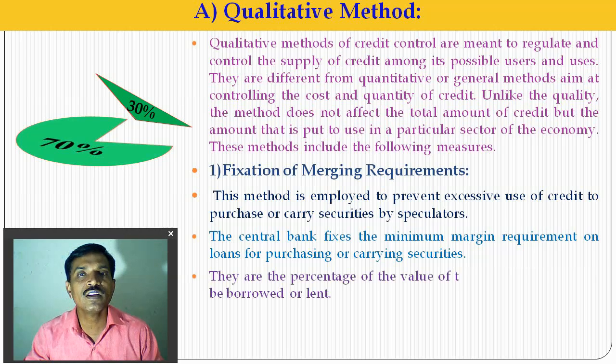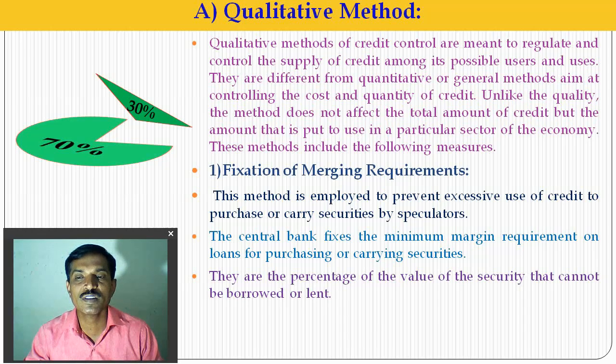And on the other hand, during deflation or recession, the RBI reduces this percentage from 30 to 20% and increases the loan amount. Increased loans increase expenses and increase consumption.